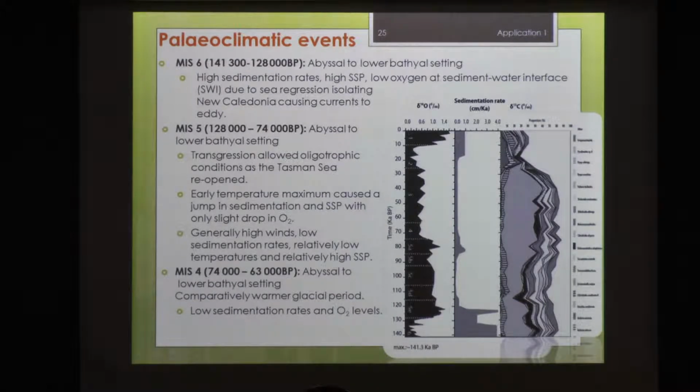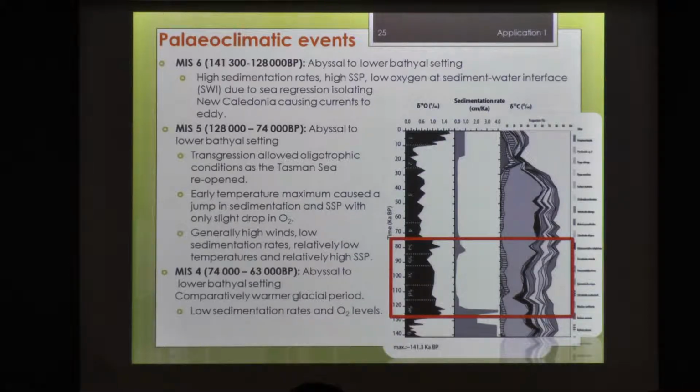Anyway, if you were to pull everything together and go through my section of core from the earliest point in time to the present, we start with marine isotope stage 6. We've got an abyssal to a lower bathyal setting, high sedimentation rates, high productivity, low oxygen, because what happened was there was a sea level regression, and it caused the bottom water currents operating in that area to eddy, and so you had less oxygen.